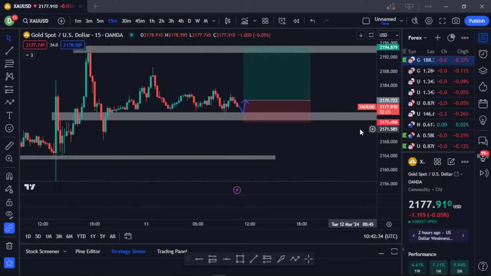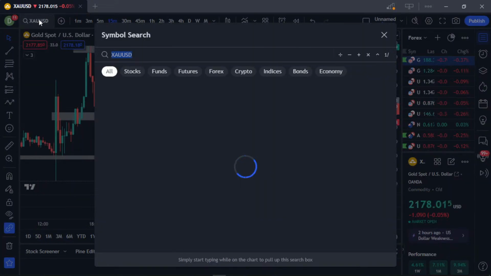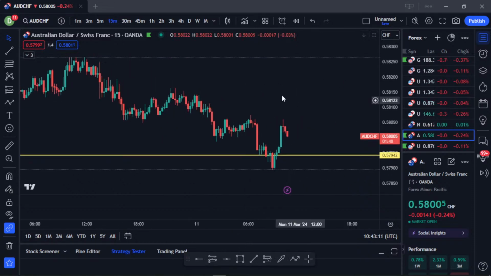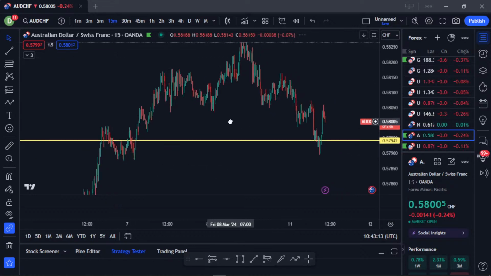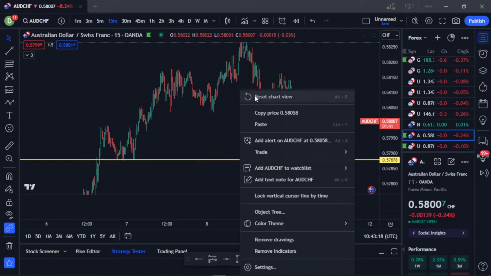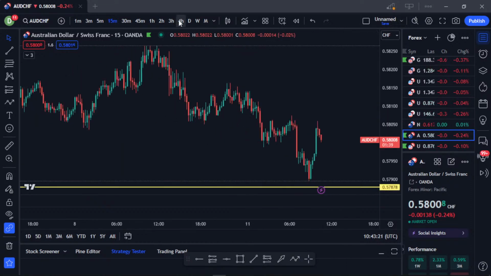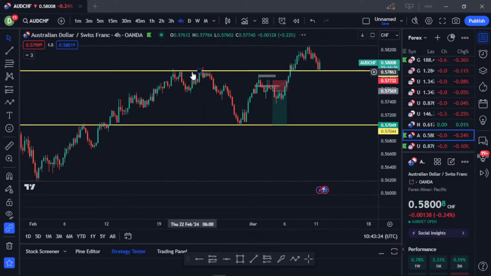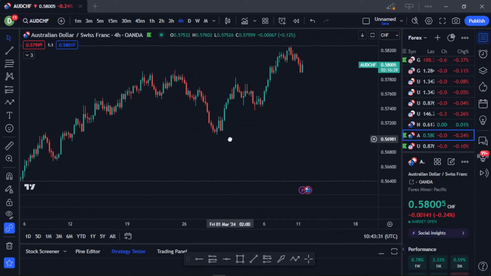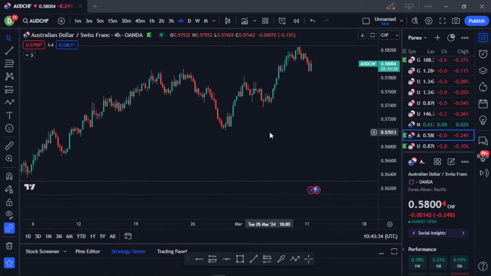Now let's move on to the final pair on my list, which is actually the Australian dollar Swiss franc. Australian dollar Swiss franc. So here is the key support level here. Coming over to the 4-hour to see. And then clear off. So now we'll be analyzing this one on the 4-hour as well.